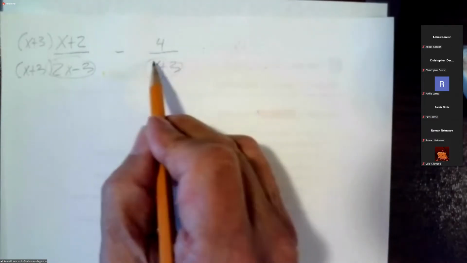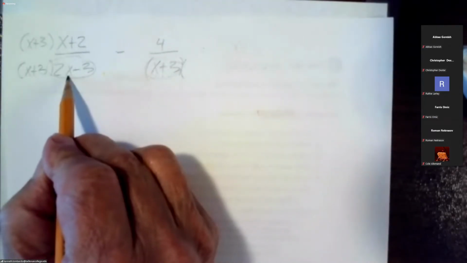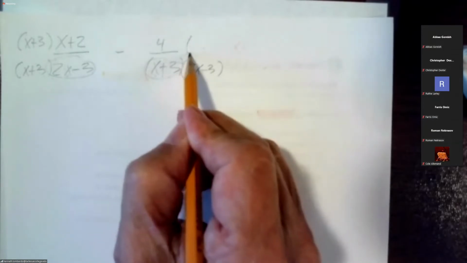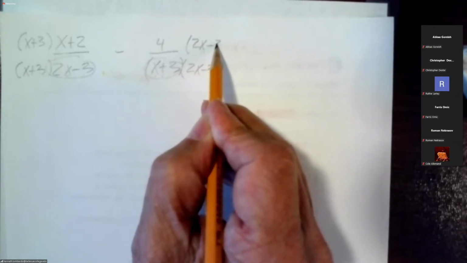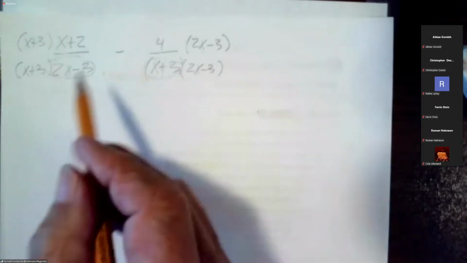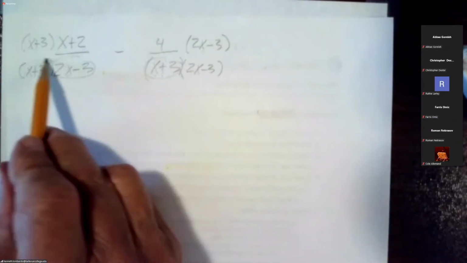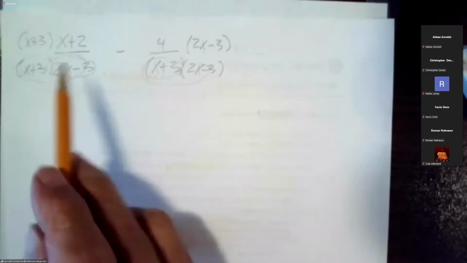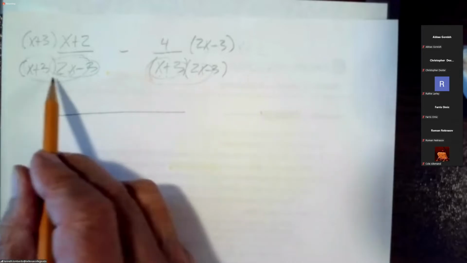On the right side, I need a 2x minus 3. So I'll put a 2x minus 3 here, and I have to multiply by 2x minus 3 in the numerator. All right, so far, so good. So let's go ahead and do the multiply and see what we get here. We know we have our common denominator. We're multiplying there, so let's just see here.